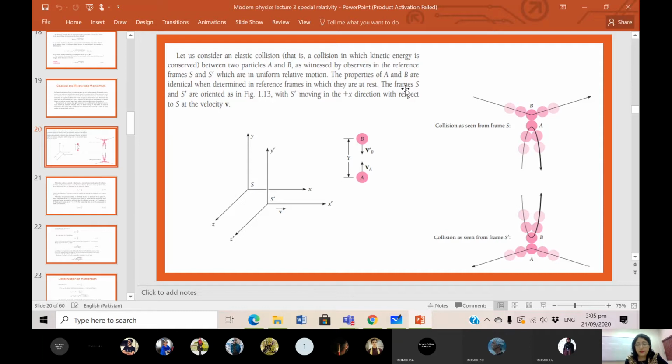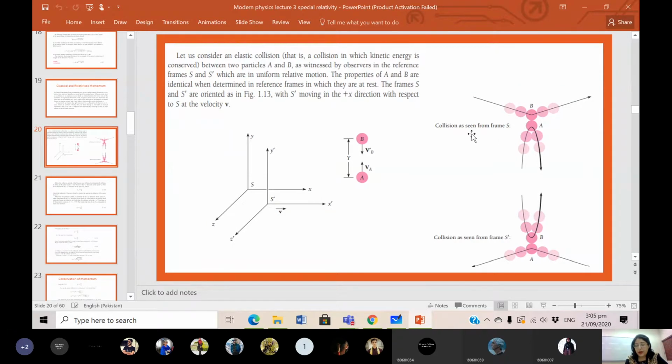Now both A and B are going to collide. A is moving upwards with velocity v sub A, and B is moving downwards with velocity v dash B. Okay? So basically, A is in this frame S, and B is in this frame S dash.